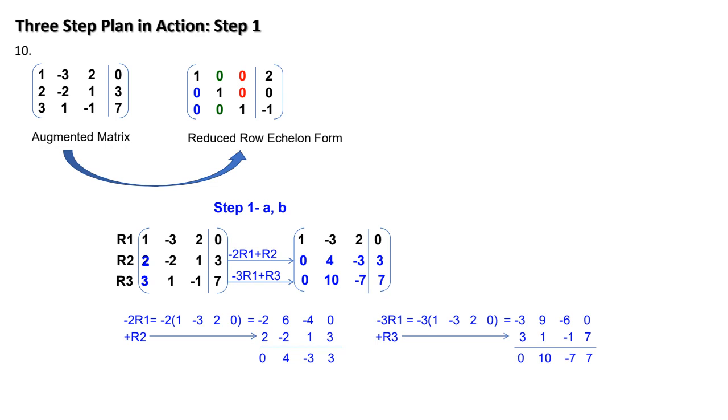Then I do the same thing. The syntax here, negative 3 row 1 plus row 3, is down here in the scratch work. I'm multiplying row 1 by negative 3. That gives me negative 3, 9, negative 6, 0. Then I add it to row 3, and I get 0, 10, negative 7, and 7. So it's right here. This is the process.